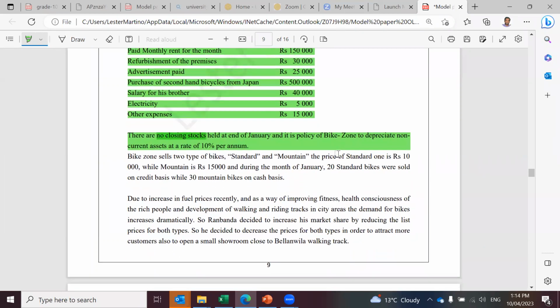Okay, next. Bike Zone sells two types of bikes, standard and mountain. The price of a standard bike is 10,000 while mountain is 15,000. During the month of January, 20 standard bikes were sold on credit basis. So on credit basis, that means what? The debtors arise. And 30 mountain bikes were sold on cash basis. So 20 standard bikes on credit basis, 30 mountain bikes on cash basis. If you want to calculate the total sales, you calculate the credit sales plus cash sales together, right?